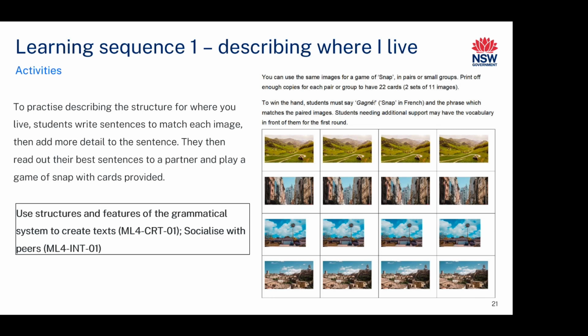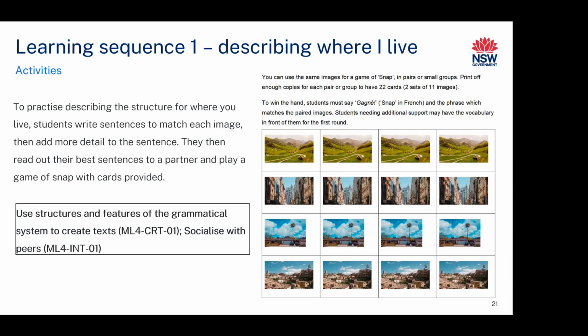To practice describing where they live, students write sentences to match each image, then add more detail to the sentence. They then read out their best sentences to a partner and play a game of Snap with cards provided. You'll notice we have embedded a lot of games in our units of work, as they support students to socialise with peers and interact in a low-stakes environment.